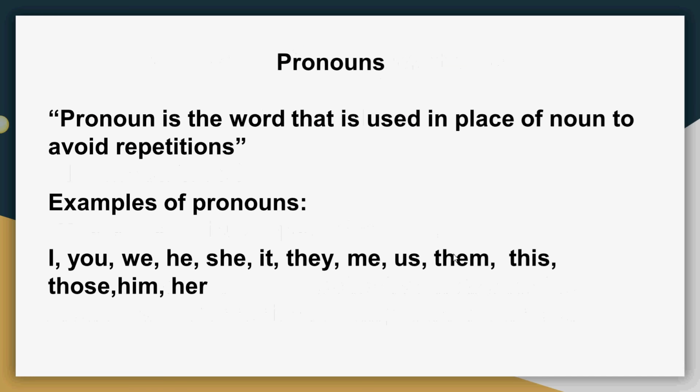Second part of speech is pronoun. Pronoun is a word that is used in place of a noun to avoid repetition. I will explain the definition with an example. You just have to remember the definition that the word that can be used in place of a noun in a given sentence is known as a pronoun. Examples of pronouns are I, you, we, he, she, it, they, me, us, them, this, those, him, her. Right? Let us look into the examples.